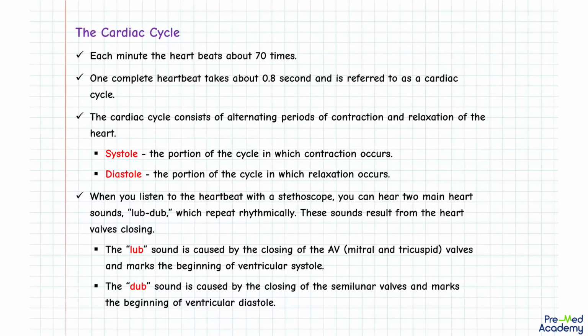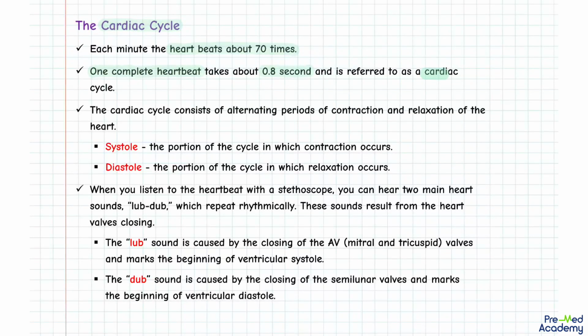So now that we understand the basic anatomy of the heart, it's finally time to understand how the heart works. To do this, we will define the term cardiac cycle. Each minute, the heart beats about 70 times. This means that one complete heartbeat takes about 0.8 seconds and is referred to as a cardiac cycle.